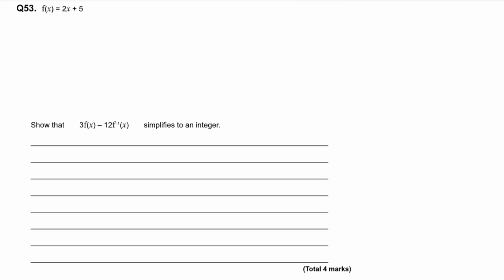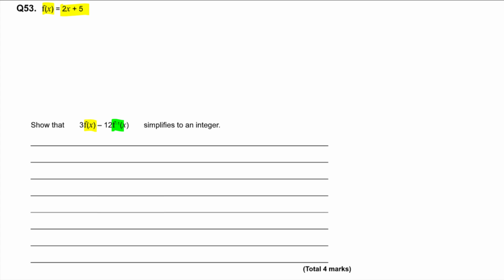Question 53, f of x equals 2x plus 5. Show that 3 lots of f of x minus 12 lots of the inverse function simplifies to an integer. Okay, well we know what f of x is. We've already got it here, so we can sub that straight in. But we don't know f to the minus 1 of x. So before we can get on to that part of the question, I need to work out what f to the minus 1 of x is. What is the inverse function?